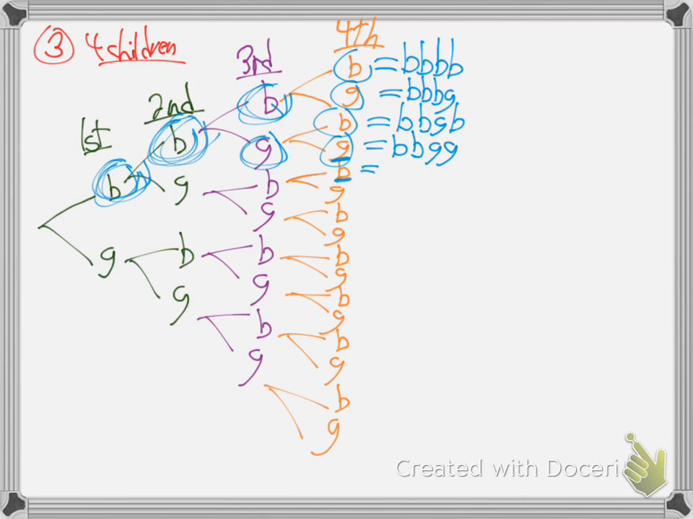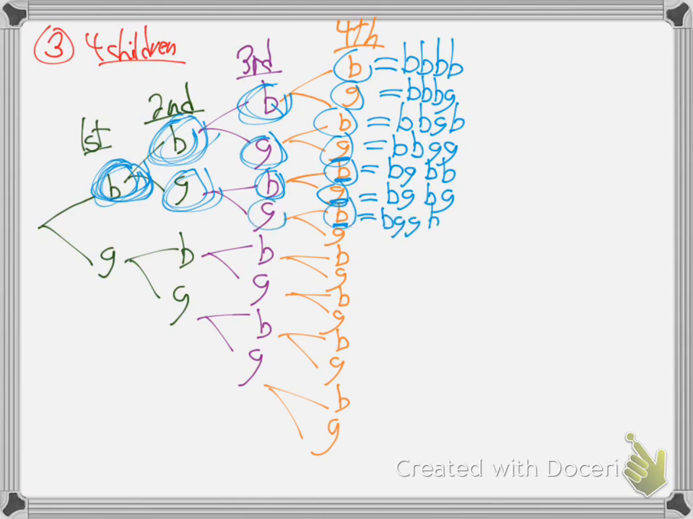So how do we get to this next spot? Well, boy, girl, boy, boy. How do you get to this spot? Boy, girl, boy, girl. How do you get to this spot? Boy, girl, girl, boy. How do you get to this spot? Boy, girl, girl, girl. All right. We're halfway through. I'm going to draw a line. We're halfway through now. Let's keep going.